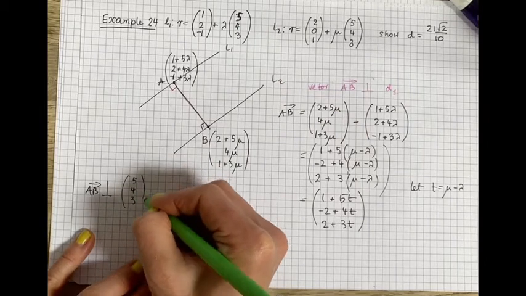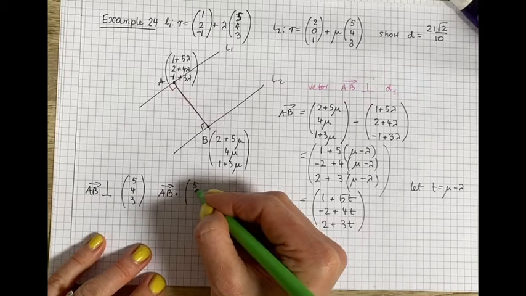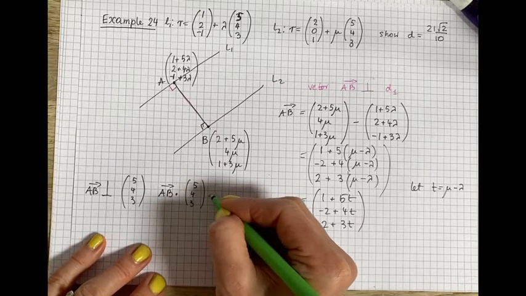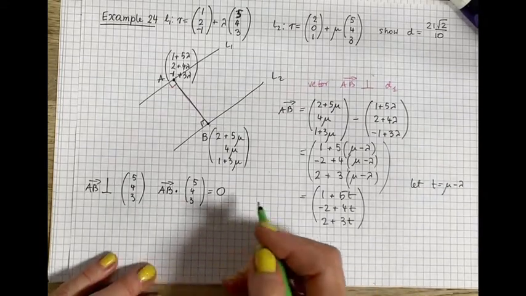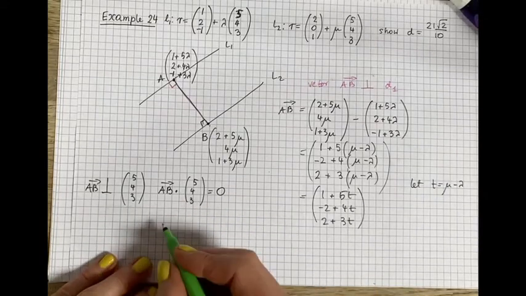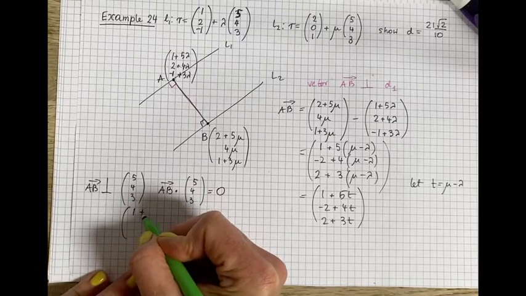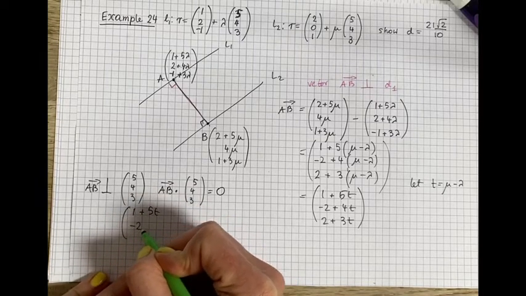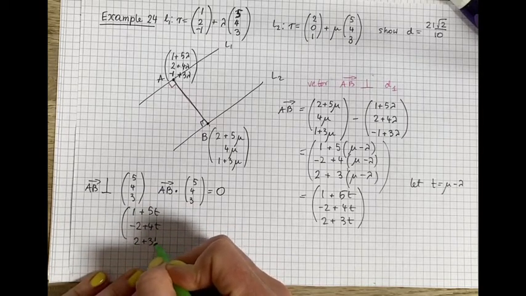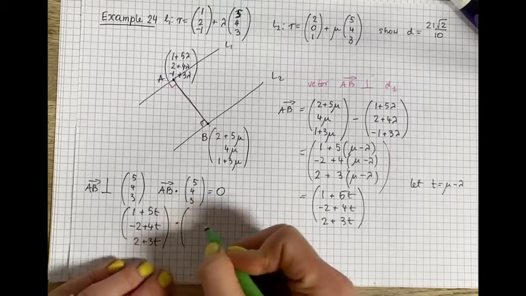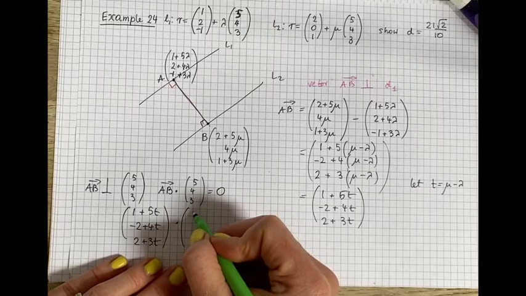that means that AB dotted with 5, 4, 3 is equal to 0, because that happens for 90 degrees and cos 90 is 0. So let's dot this vector with 5, 4, 3. And you should be able to solve it and get a value for t, and that will give you a way of working out the distance.